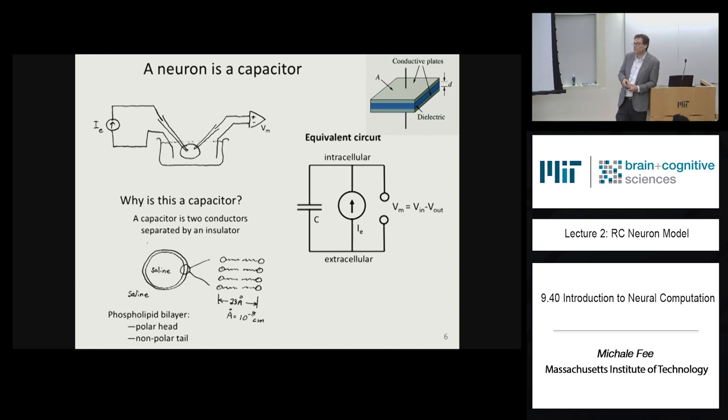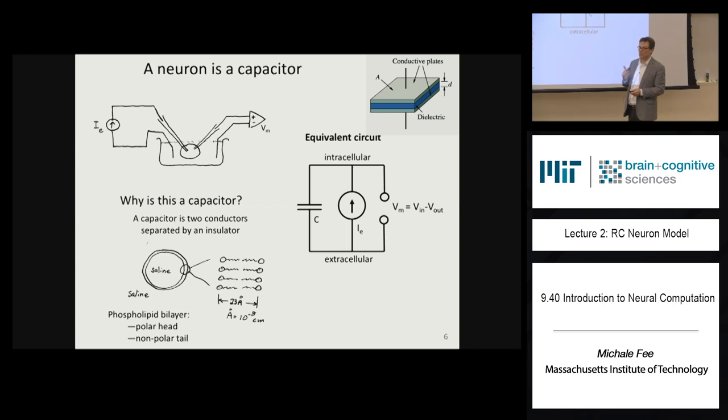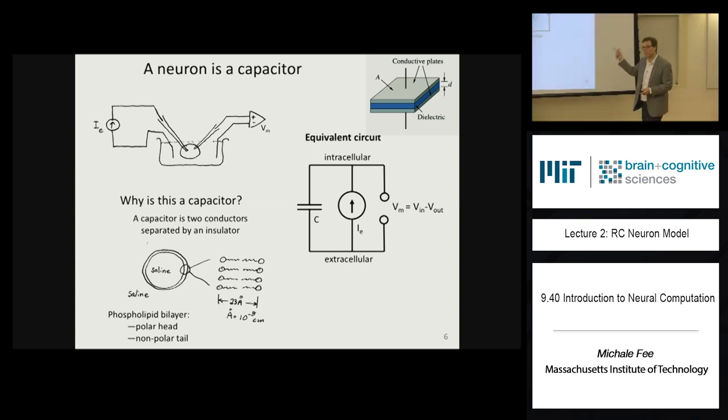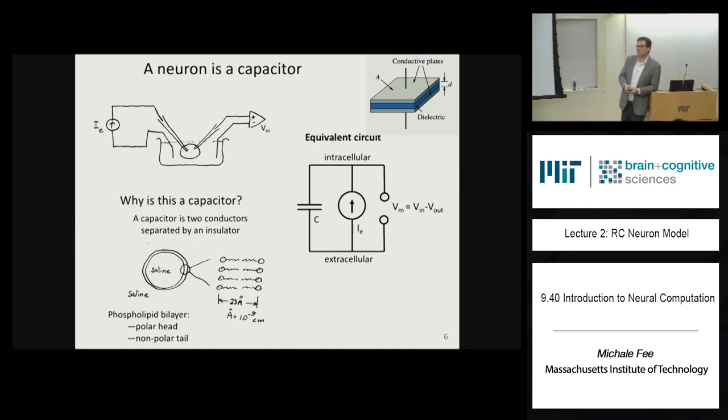Yes? There's a resistance. What's that? A resistance. Yes, but we're going to do it one piece at a time. So we're going to start with a capacitor. The resistor will come in a few slides. Yes?